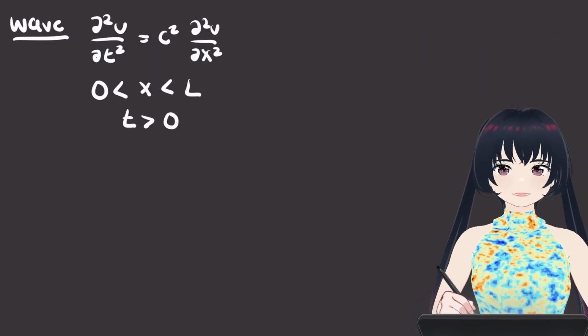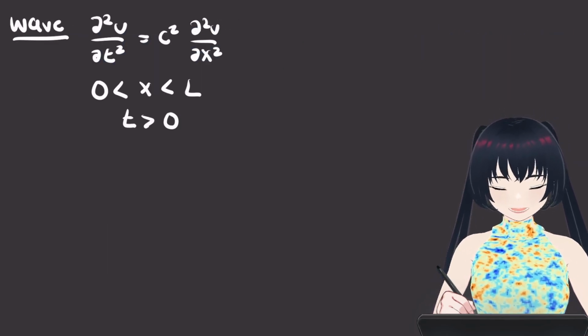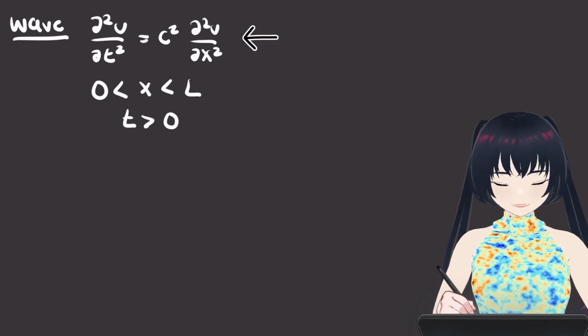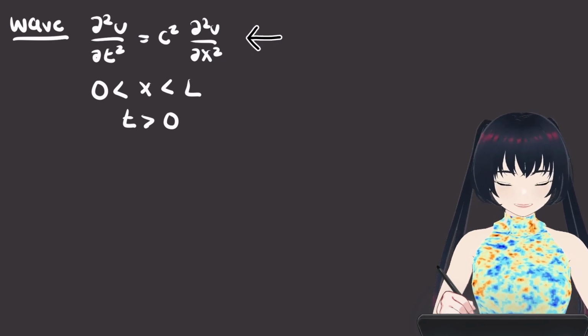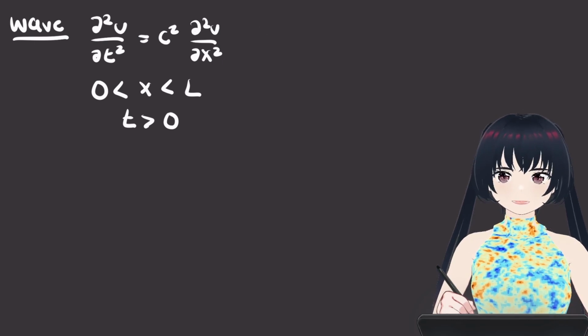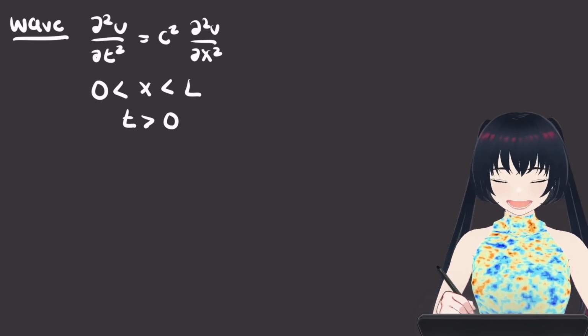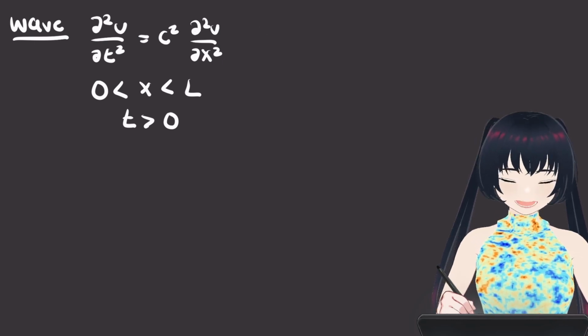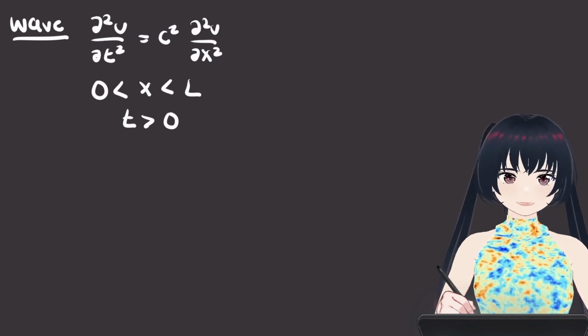Let's just start right off the bat. The wave equation is d squared u dt squared is equal to c squared times d squared u dx squared. And this is defined over a range of 0 to x to L. So x goes from 0 to L. And time is greater than 0.